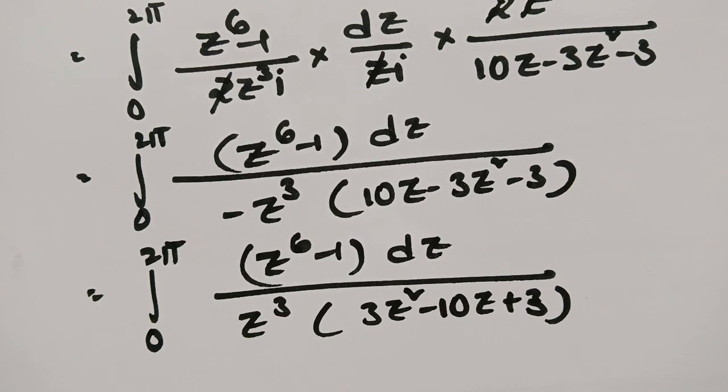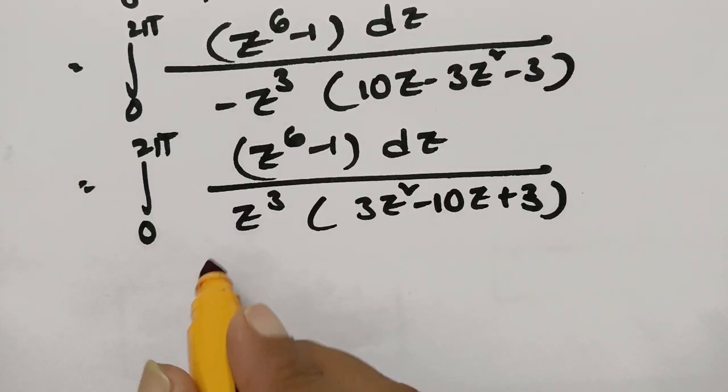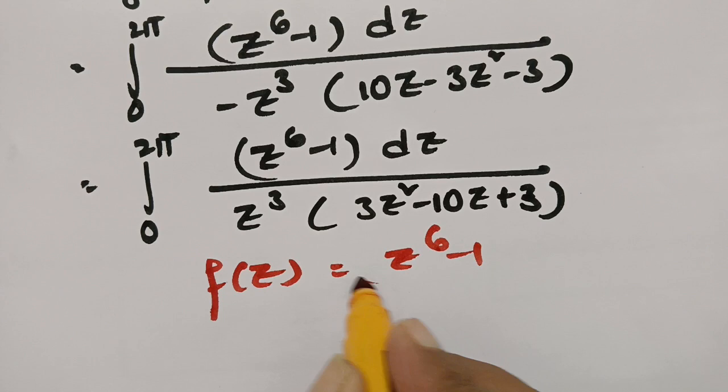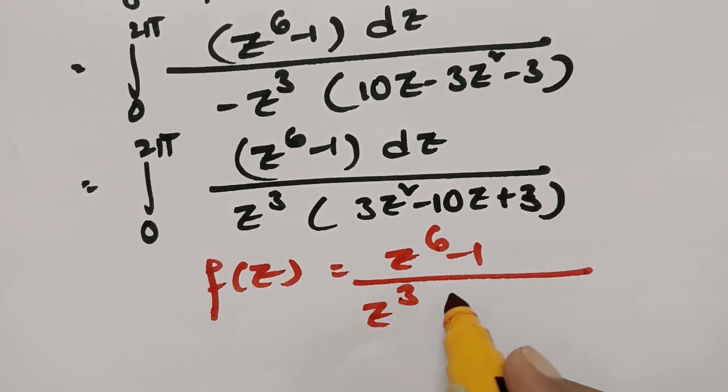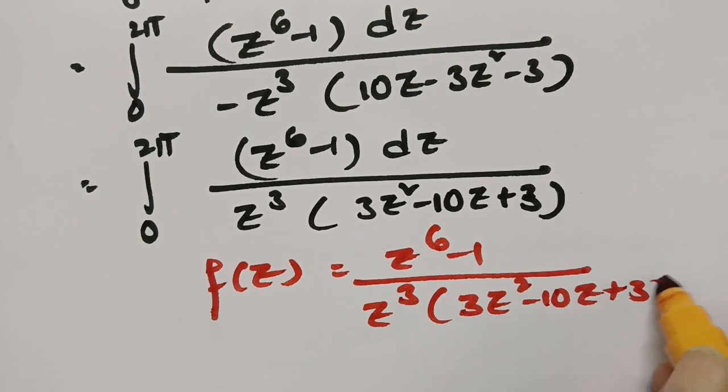f(z) is very clear: integral f(z) dz. So this is the integral and this is dz, so the middle one is f(z). The f(z) value is nothing but (z^6 − 1) by z³ into (3z² − 10z + 3).